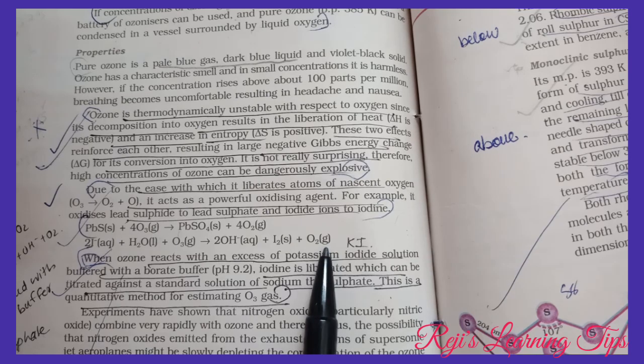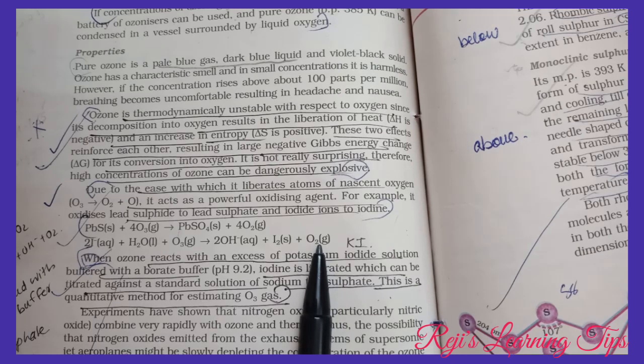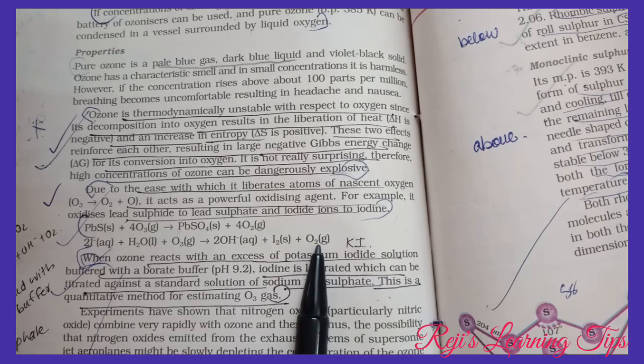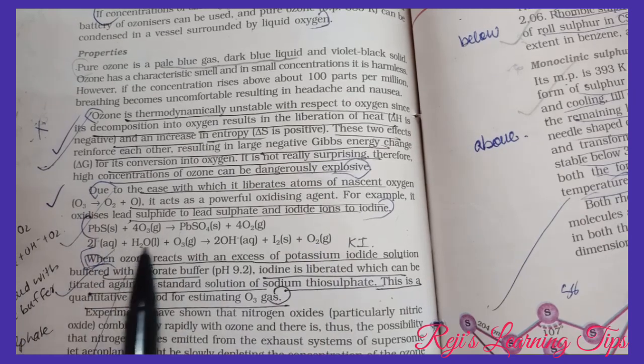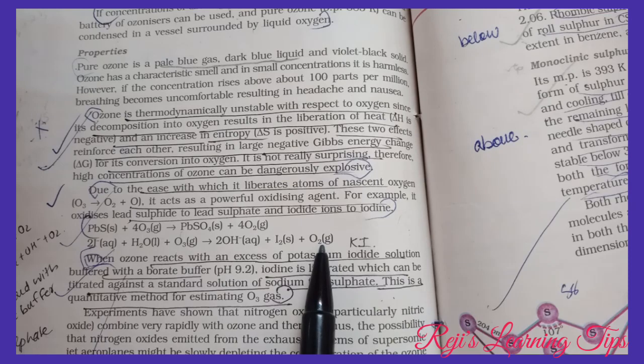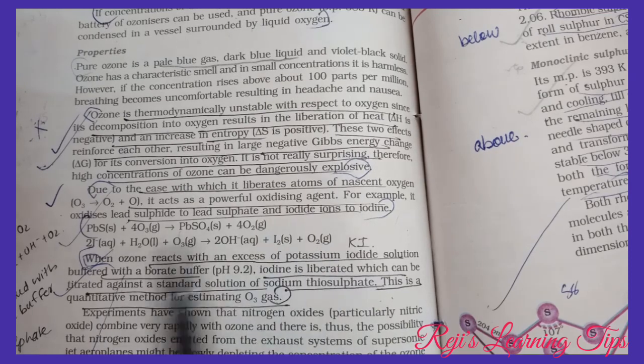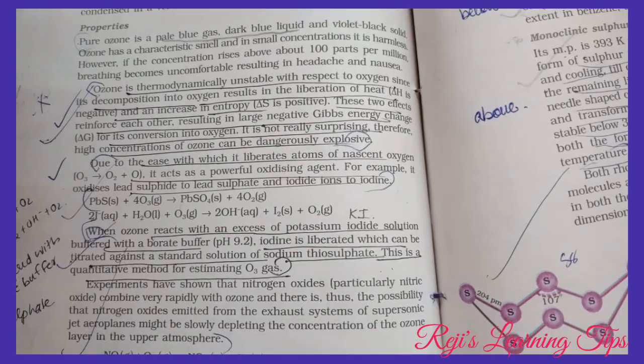So, we can say that ozone is a powerful oxidizing agent. Ozone undergoes decomposition to form O2 plus nascent oxygen. It oxidizes lead sulfide to lead sulfate and iodide ions to iodine. Okay, study these equations very clearly. Next topic also very important.